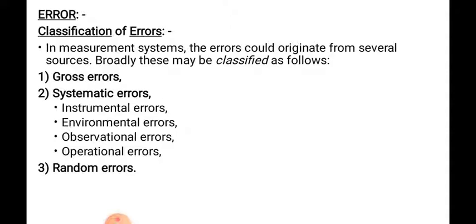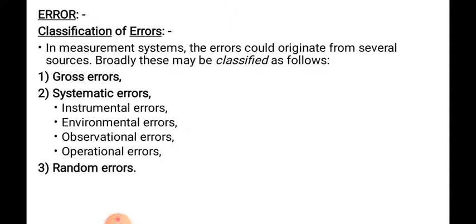First is the gross error, second is the systematic error, and third is the random error. In the second type, the systematic error, there are again four types: instrumental errors, environmental errors, observational errors, and operational errors. These systematic errors are caused by human negligence, that is, the operator's negligence.